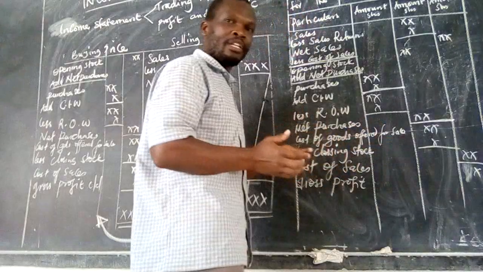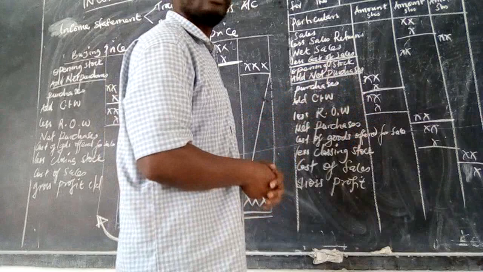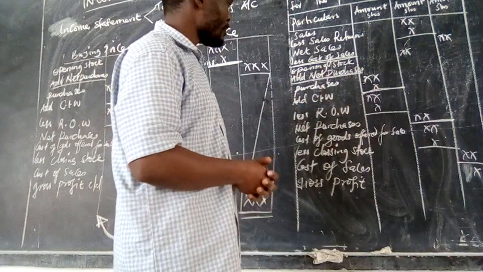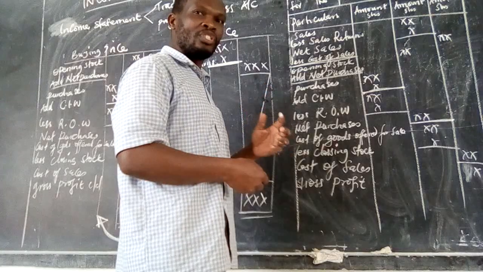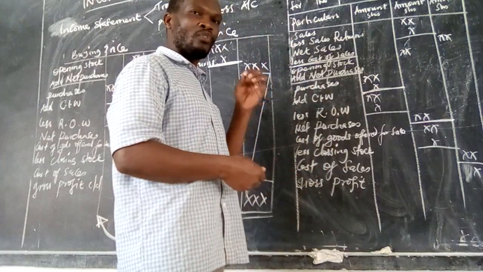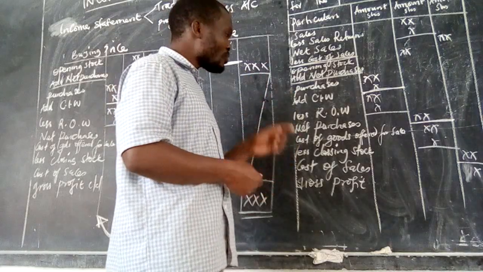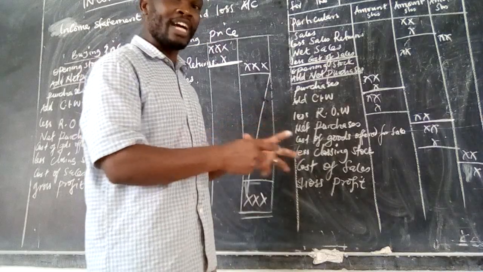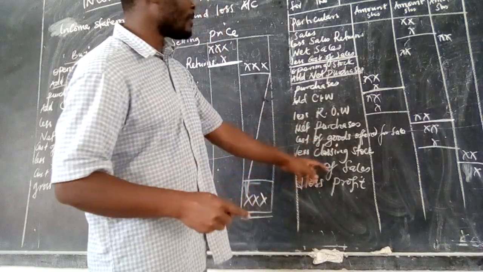When you add the opening stock plus net purchases, you get cost of goods offered for sale. Remember I said this does not indicate the cost of goods that are sold. It shows the cost of those goods that are there. When you go to that particular business or shop, those goods are there, but we are looking at the value for those goods available for sale.